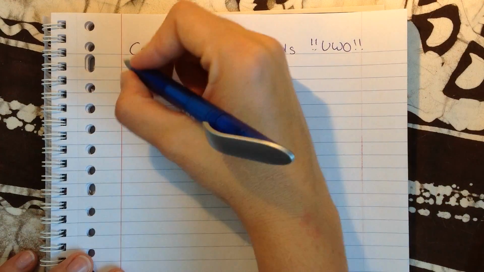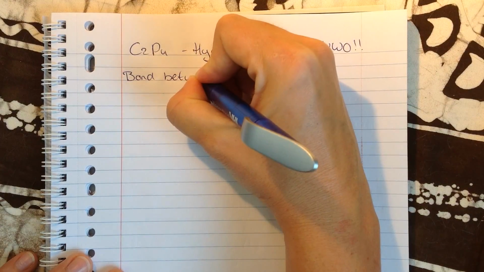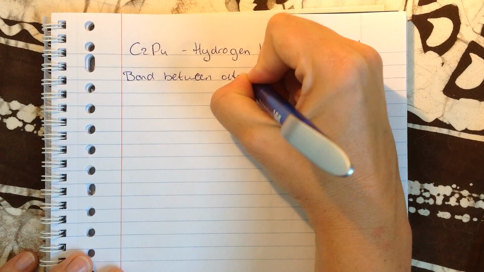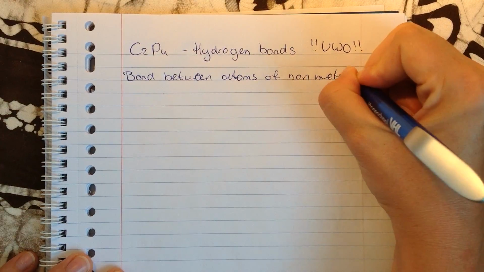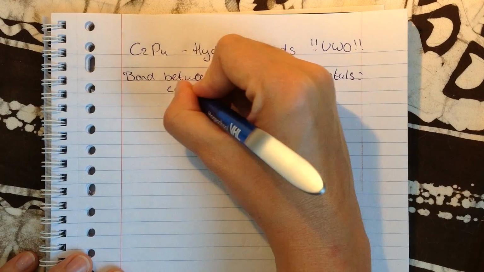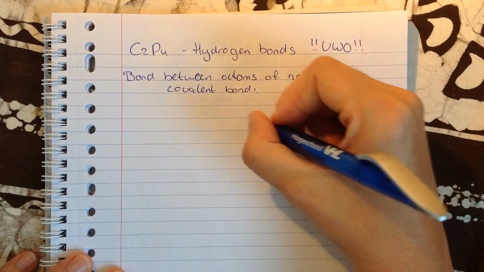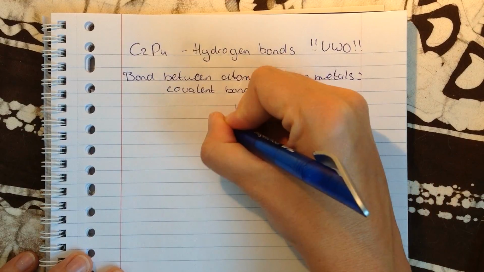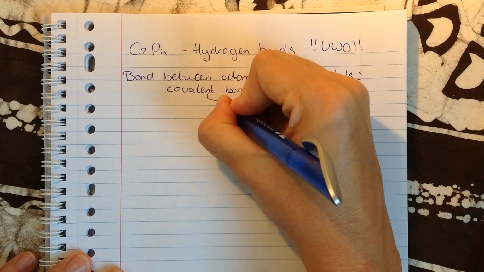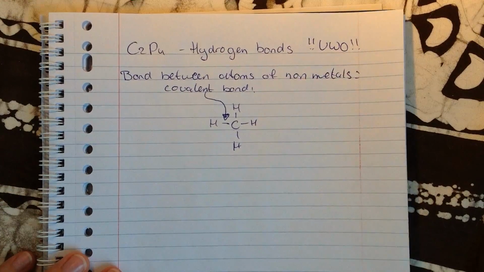Okay, a hydrogen bond, so just start with bonding. A bond between atoms of nonmetals is called a covalent bond. So like when I have CH4, then this represents a covalent bond. It obviously is just a pinstripe, but it represents a covalent bond.